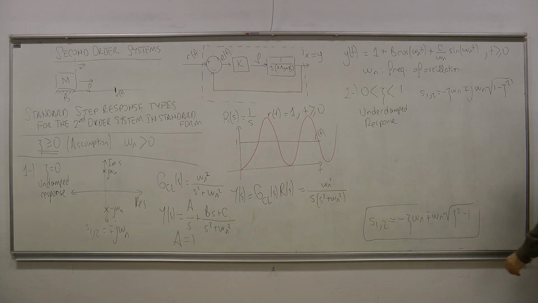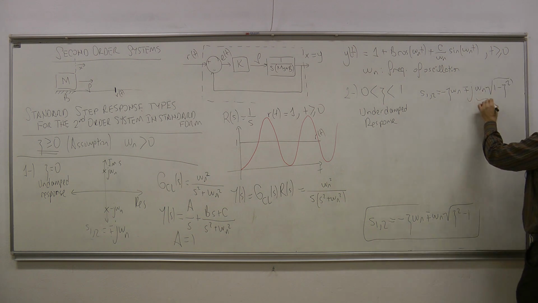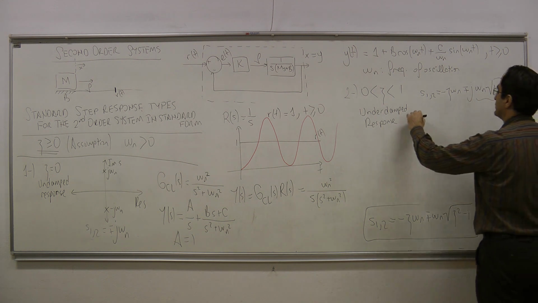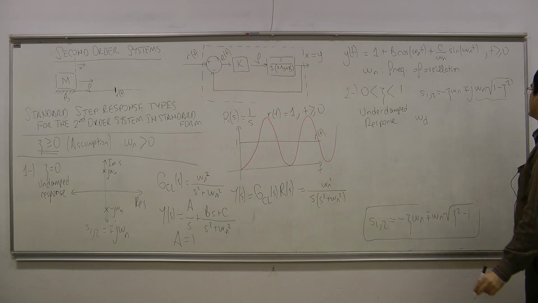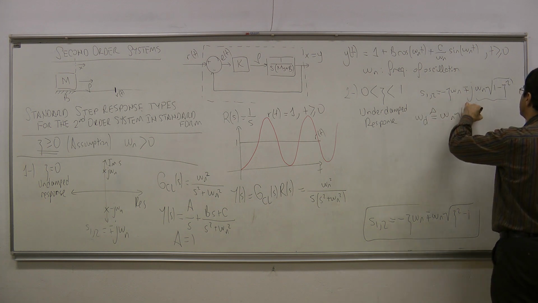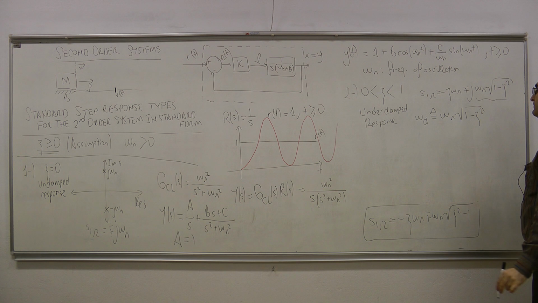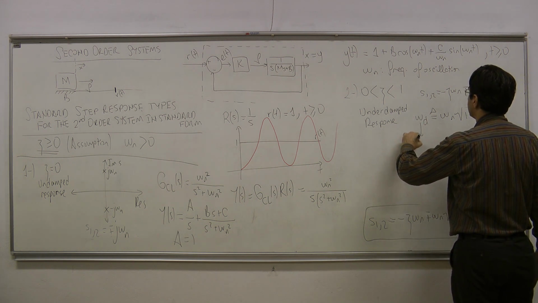Okay? So here, these are my pole expressions, and here we're going to be making another definition. I will define this imaginary part as another frequency, and this frequency is going to be named omega d, and its definition is omega n times square root of 1 minus psi square. Okay? This new frequency is called the damped natural frequency.